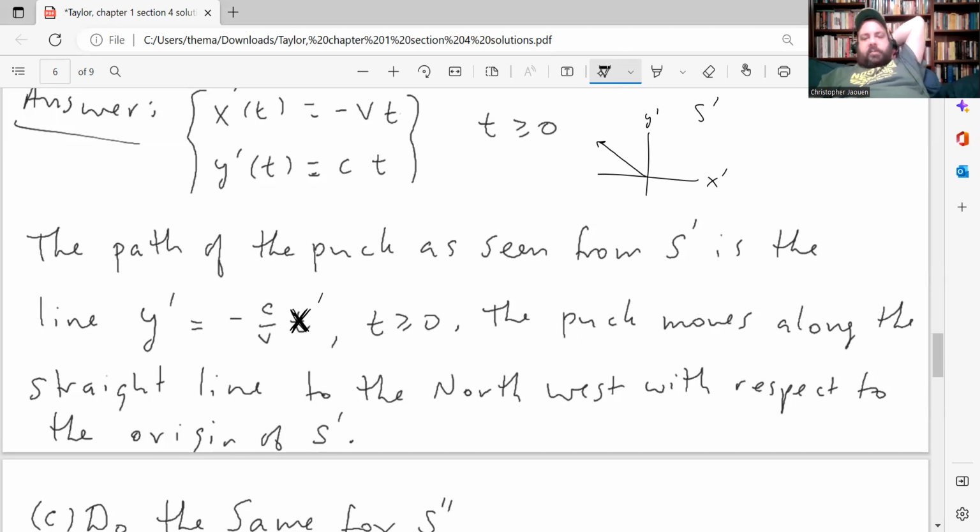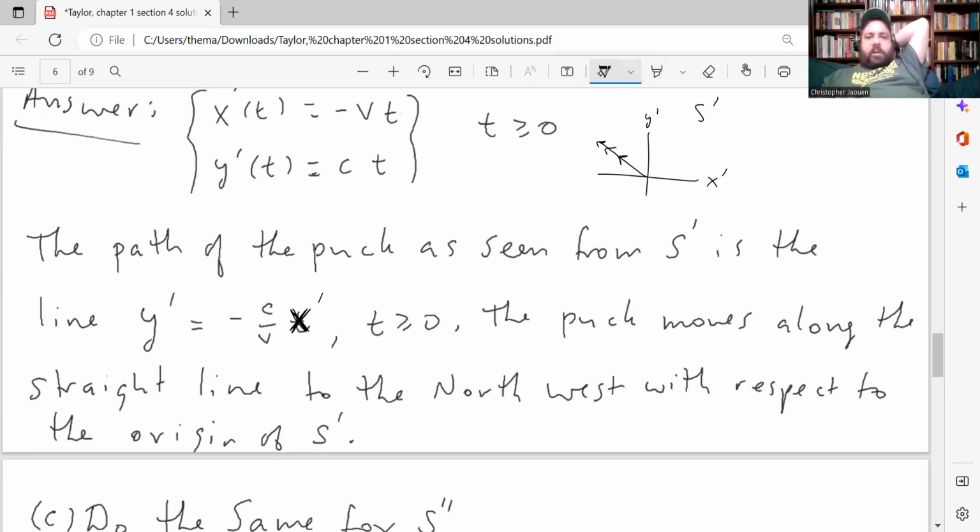So that's the trace of the parametric path, or the path in the curve. It's going like this, the puck, as time goes on. So the puck moves along a straight line to the northwest with respect to the origin of S prime.